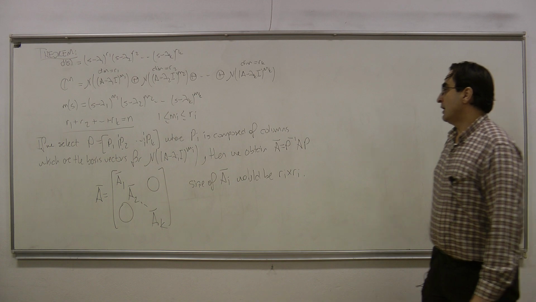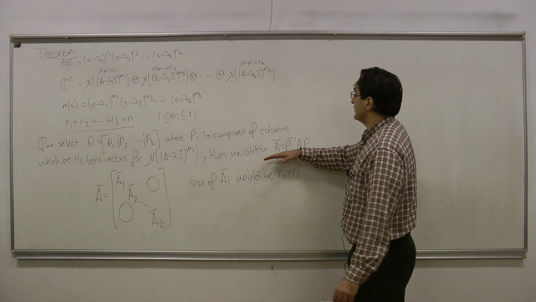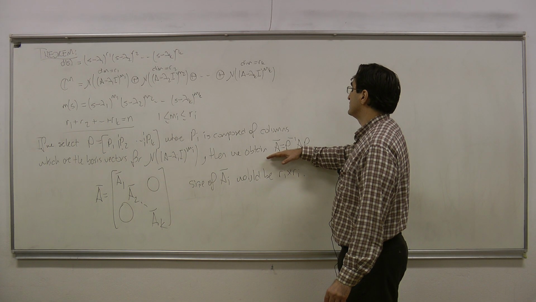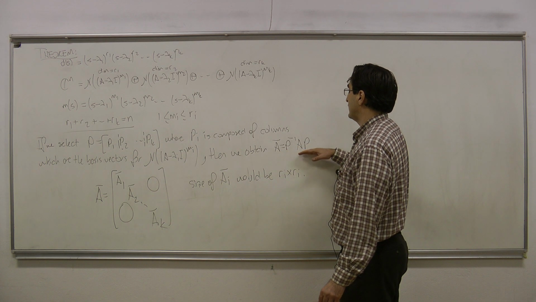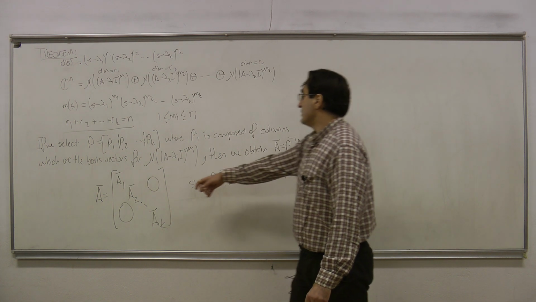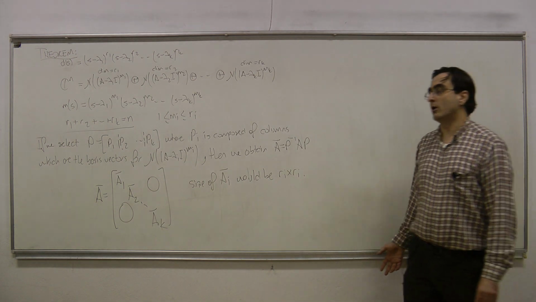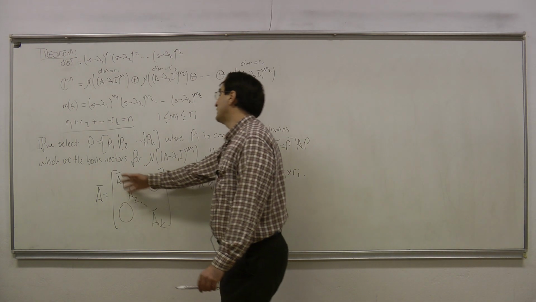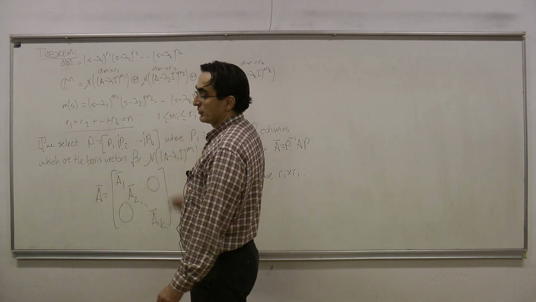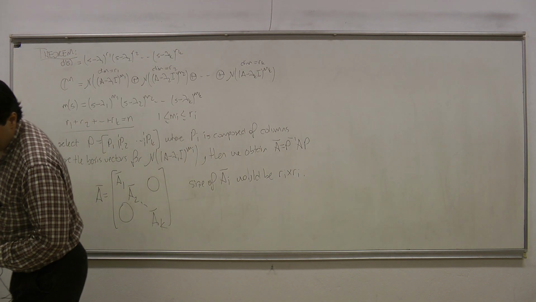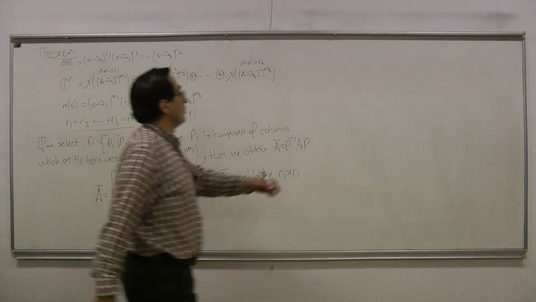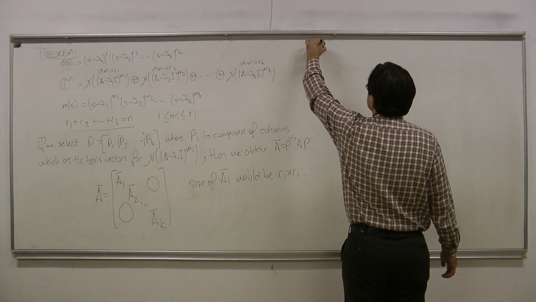Okay? And in that case, I can calculate our new representation after the basis change as P inverse AP. And in that case, the A bar would be block diagonal, where the size of each block is determined by the dimension of the corresponding subspace. Okay? So here the theorem is going to continue.